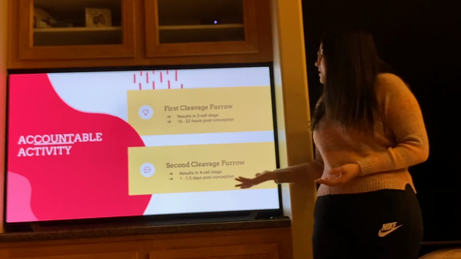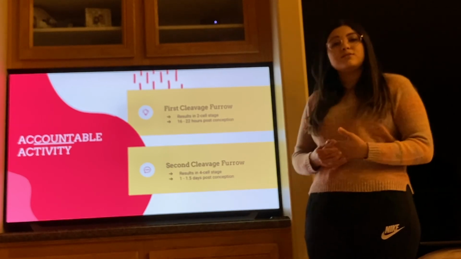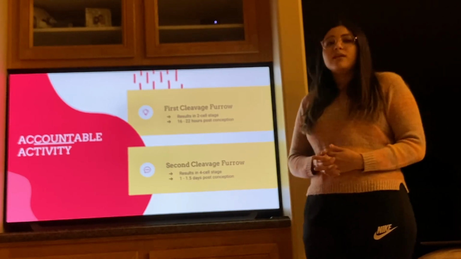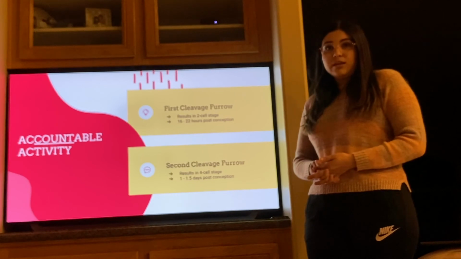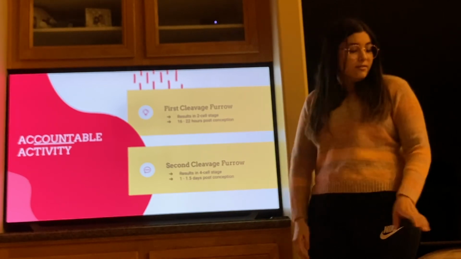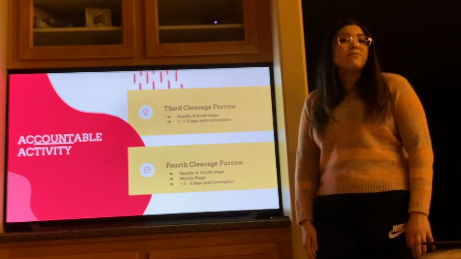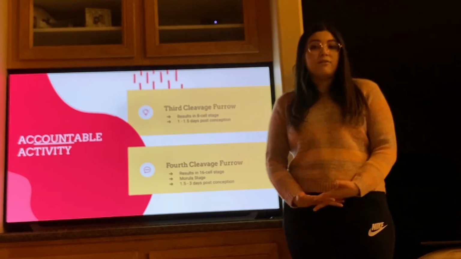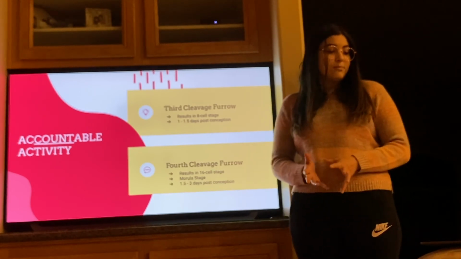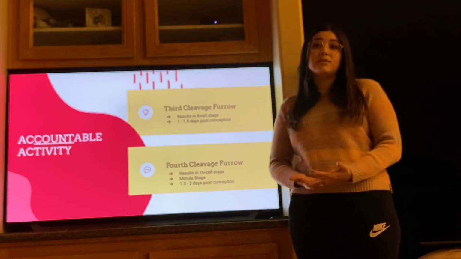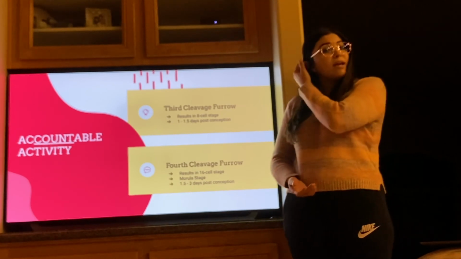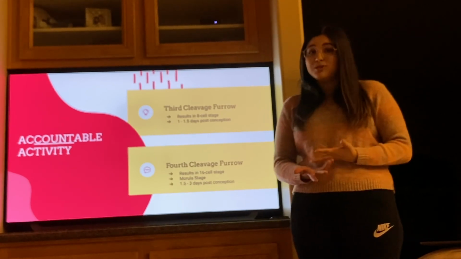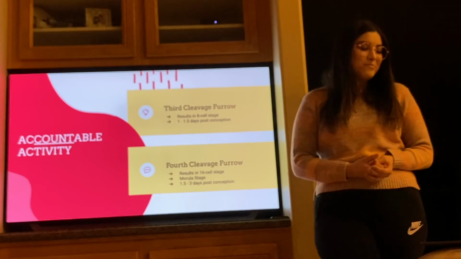Then we have the second cleavage furrow, which happens 1 to 1.5 days after conception. This results in the 4-cell stage, since 2 times 2 is 4, I would assume so. Then we have the third cleavage furrow, which happens 1.5 days into conception, as I talked about from the second cleavage furrow. This one does result in the 8-cell stage because 4 times 2 is 8. I would assume so that as well.